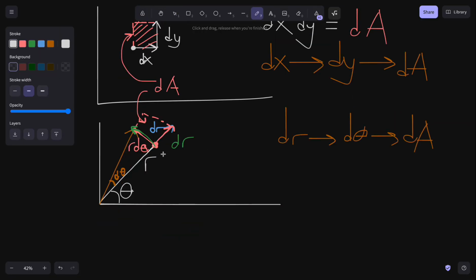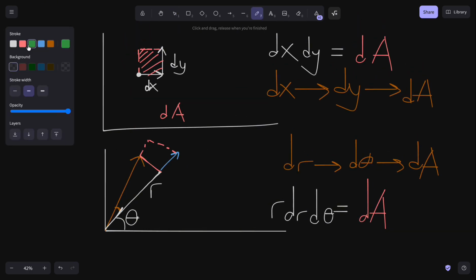And now we have the ingredients for our change in area. We just have to multiply these two values together. So dA is going to be equal to r d theta, which is the length, multiplied by the width, dr. Or if we want to rearrange it so that all the r's are together and all the thetas are together, then r dr d theta is equal to dA.